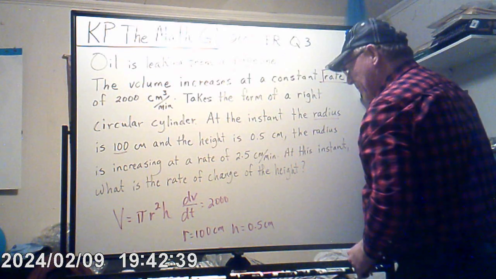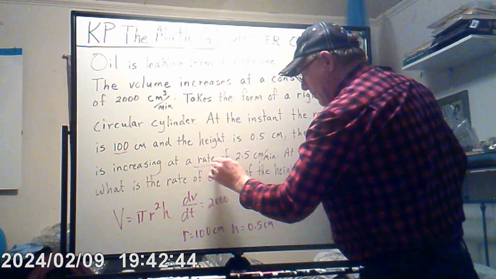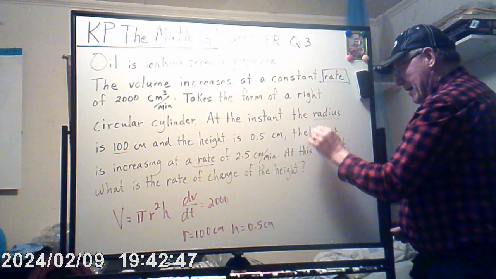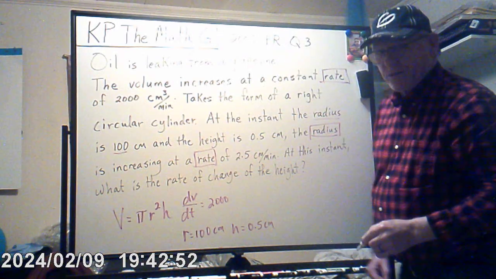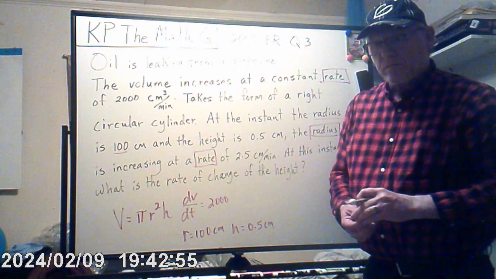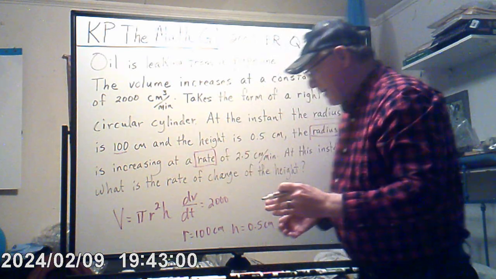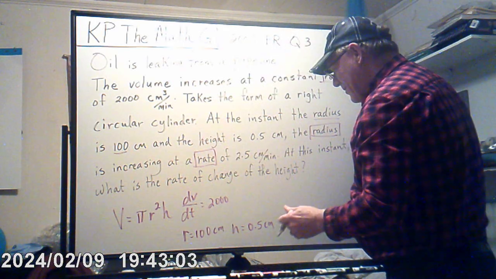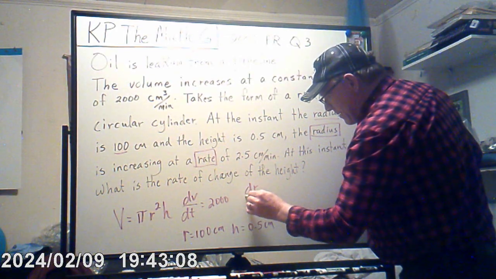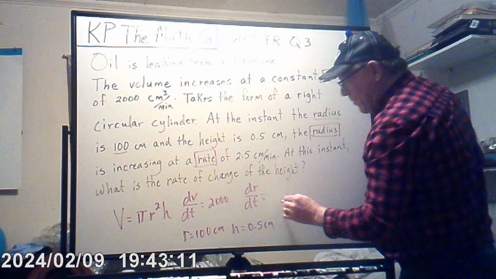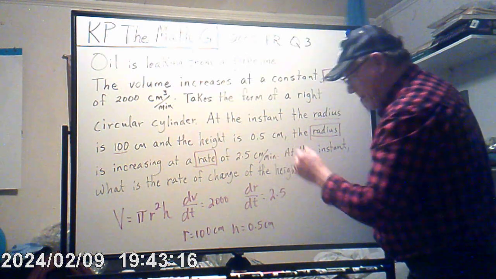The radius is increasing at a rate. So what's increasing at a rate? The radius is increasing at a rate. What is that, ladies and gentlemen? Yes, that is the rate. That would be dr over dt, which is 2.5, and of course centimeters per minute.